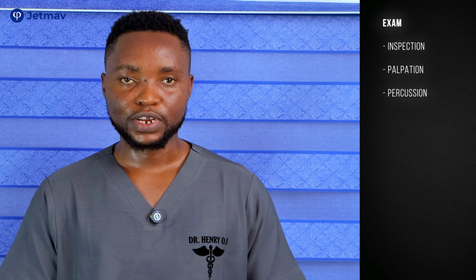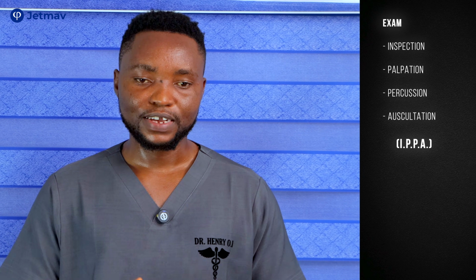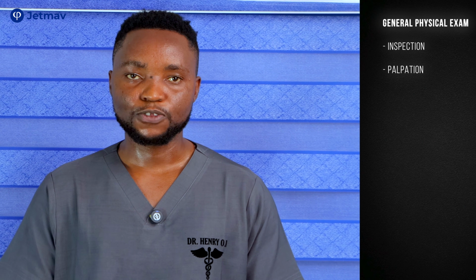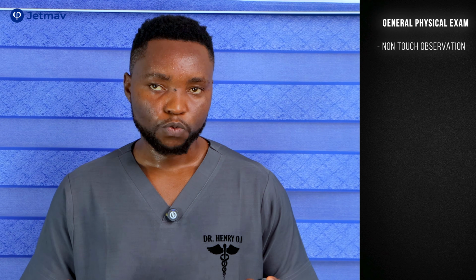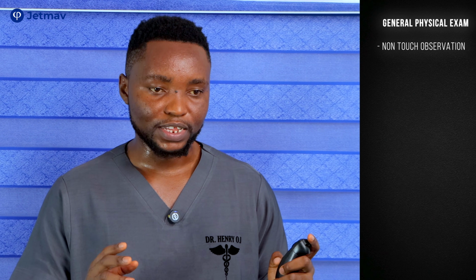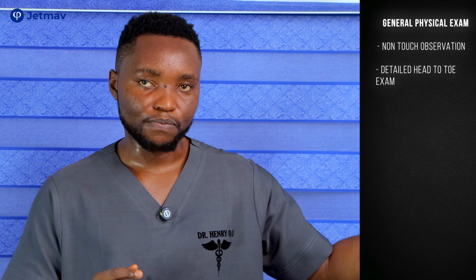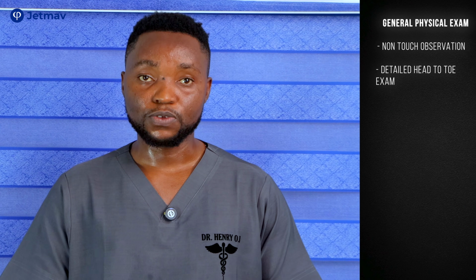Now in the physical examination proper, normally we have 4 techniques we use. We have inspection, palpation, percussion, and auscultation. We call it IPPA. That's the technique we use for every physical examination. But in general physical examination, we'll only make use of inspection and palpation. There is no percussion, there is no auscultation. So I like to think of general physical examination in 2 phases. The first phase is a non-touch general survey, where you observe your patients and maybe any device attached to them. Then in the second phase, you touch them and observe them in detail from head to toe.